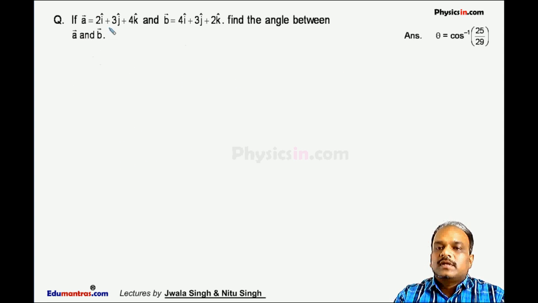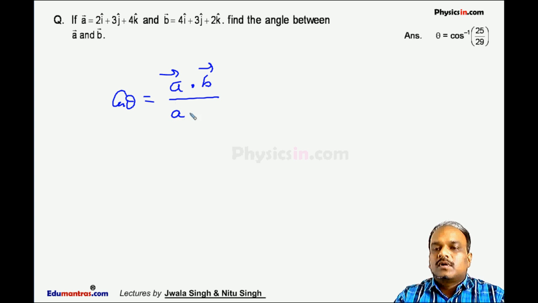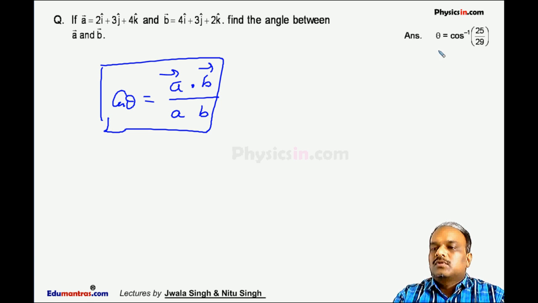Find the angle between vector A and B. So we can say cos theta here is vector A dot vector B divided by mod of A into mod of B. It will give you cos theta, and which is equal to, cos theta is 25 by 29.